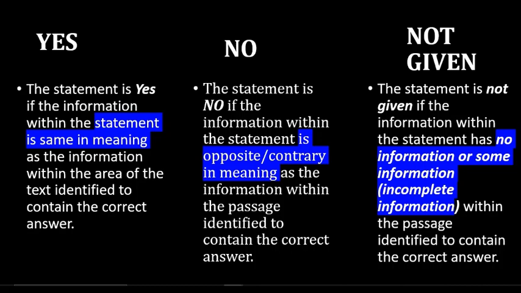All right, so yes, no, not given. So the statement is yes if the information within the statement is same in meaning, all right, as the information within the area of the text that you identified the correct answer to be. Okay, so as you are reading, I know by now you know that we use the paragraph by paragraph method. As you read the paragraph, you compare the information.